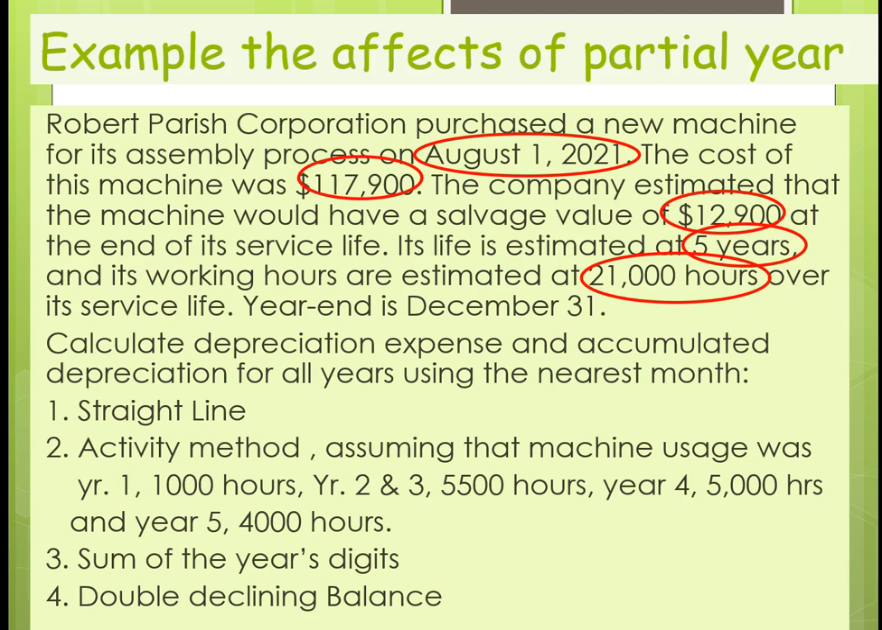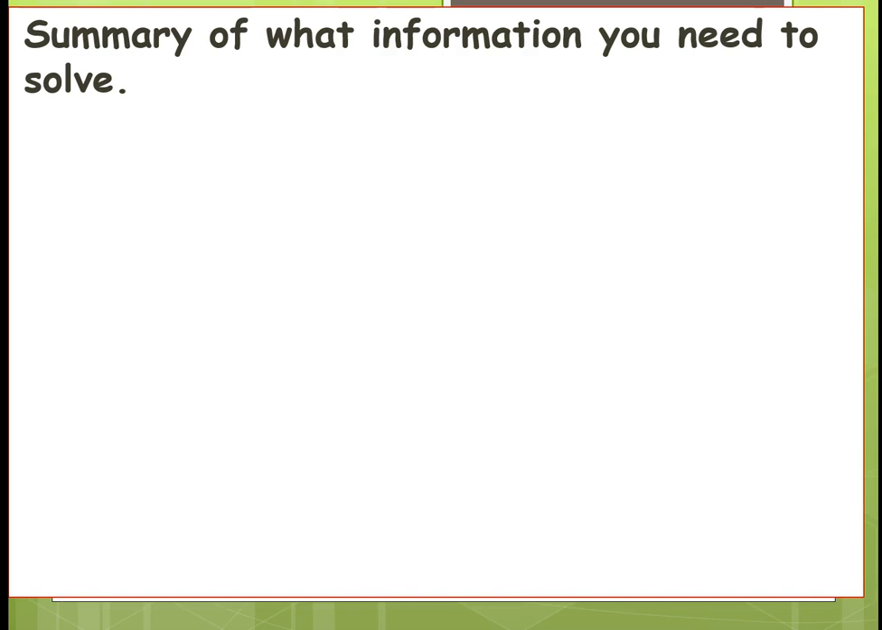Then we have the sum of the year's digits. I don't even know why I discussed this, but it's in your homework, but I don't know anybody that uses that. And then we have double declining balance. Now, sum of the year's digits and double declining balance would be used if you want to write that depreciation off right away. Now, let's look at a summary.